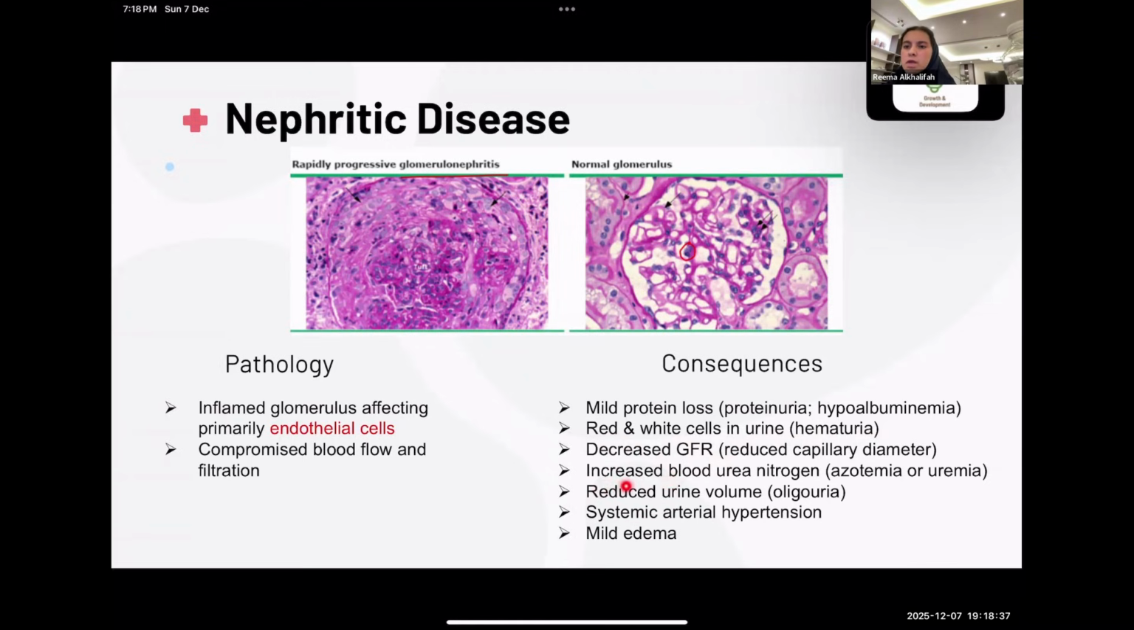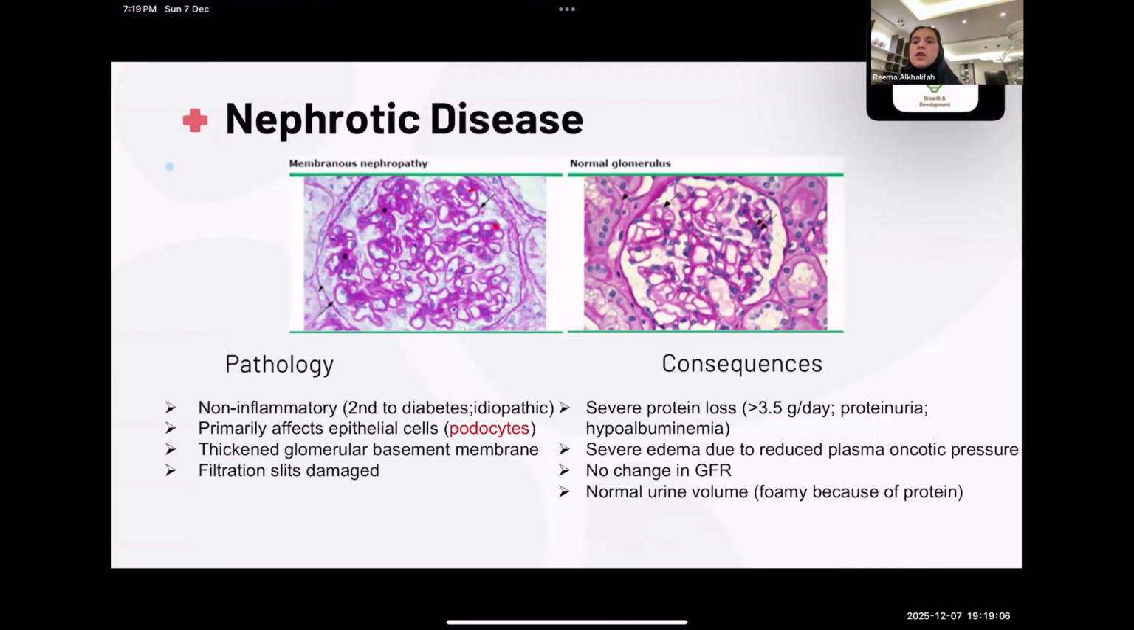There's going to be more nitrogen in the blood because, again, the filtration membrane is being compromised right now. And because GFR is decreased, there's less urine volume, and there's hypertension and mild edema. We're going to get into how GFR affects hypertension at the end of the lecture. And mild edema is caused by protein loss in the urine.